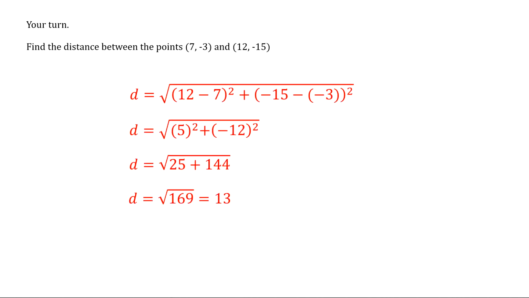Okay, so here we plug the numbers in. I did 12 minus 7 squared plus negative 15 minus negative 3 squared. That becomes 5 squared plus negative 12 squared. So it's 25 plus 144, which works out to be the square root of 169, which is a perfect square. It works out to be 13. Does everybody see that? Does that make sense to everybody? Like I said, we're covering the distance formula quickly here. We're going to do a lot more of it tomorrow. I just wanted to introduce it here today so you can see it and move on from there.